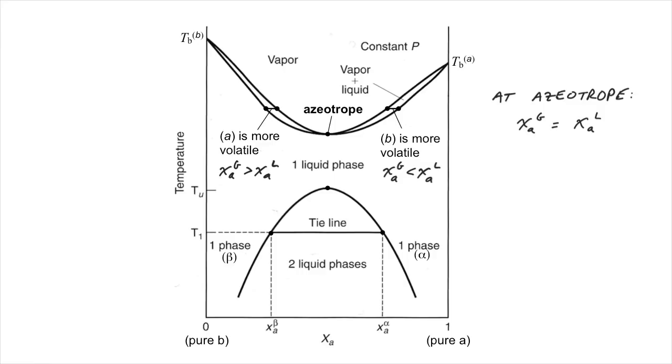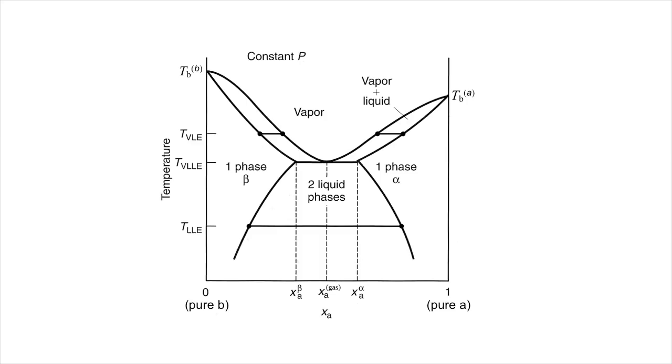Instead, they remain partially miscible at all temperatures up to the lowest boiling point of the mixture, resulting in a phase diagram that looks more like this. This situation leads to a very interesting phenomenon called a heteroazeotrope, defined as the point where both immiscible liquids, alpha and beta in this example, are in stable equilibrium with a gas.